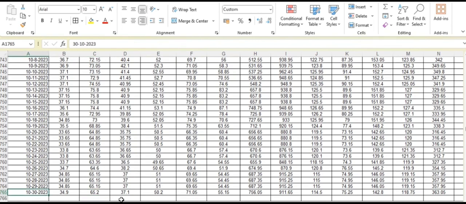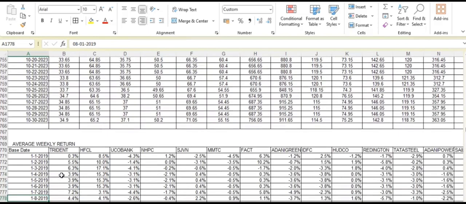Now today I will create a portfolio of 2 stocks out of the 58, and you can use the same principles to create a much larger portfolio. The first thing that we need to do is calculate the average weekly returns. Now how am I going to calculate the average weekly returns?